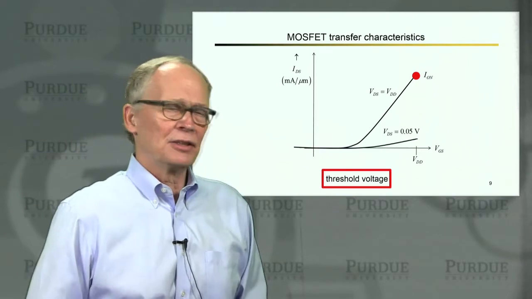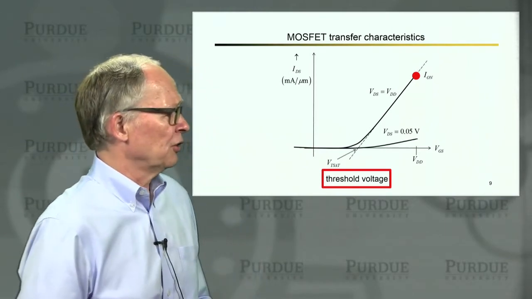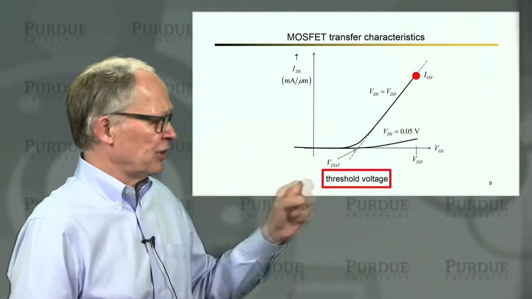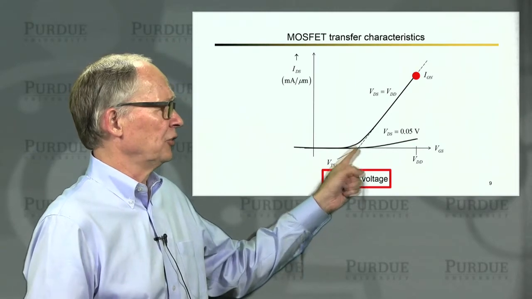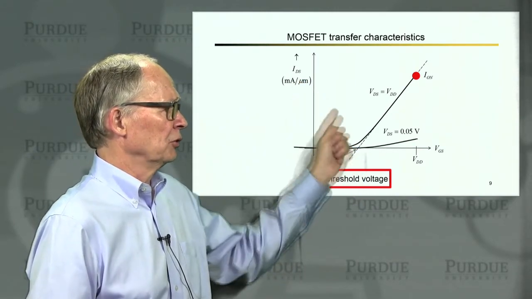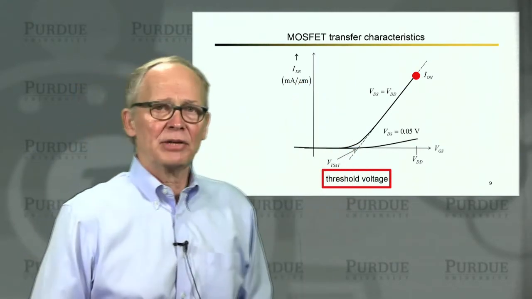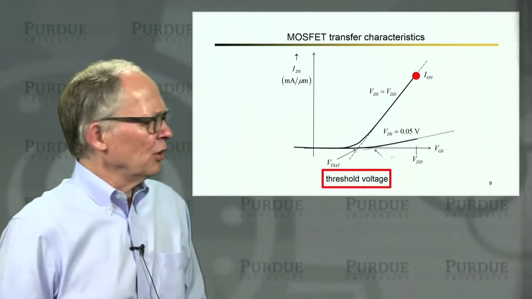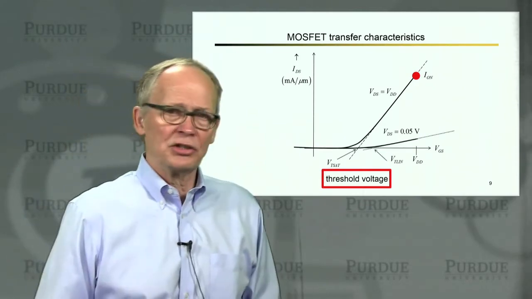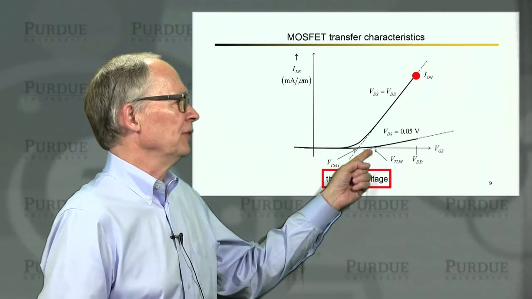Now, if I'm interested in the threshold voltage, what I might do is to draw a straight line on this transfer characteristic and find its intercept with 0 current, and I'll call that the threshold voltage. But notice that if I do that with a smaller drain voltage, the intercept is different.